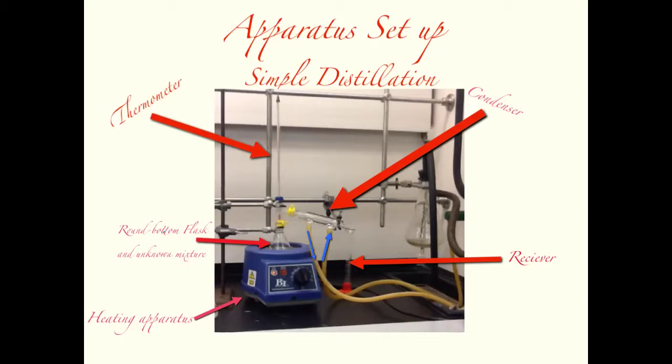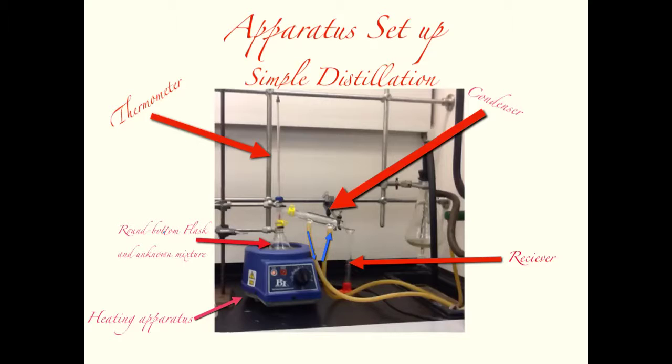We also need a condenser that's gonna be cooling down our distillate from its vapor phase into its liquid phase, and we take note that the water flow through the condenser is going to be in a counterclockwise direction. We also need a receiver. The volume of it will depend on the amount that's to be extracted. In this case, we're only going to be extracting about 14 milliliters of the distillate, so a 10 milliliter graduated cylinder is probably enough for this experiment.